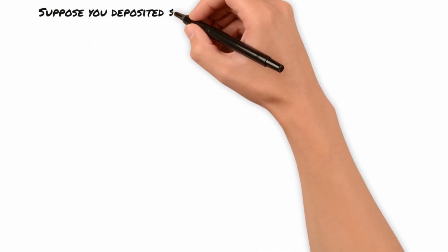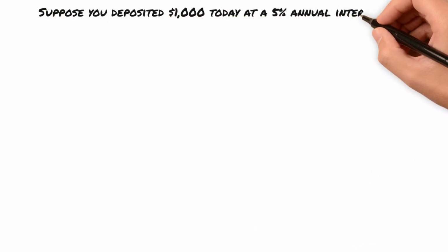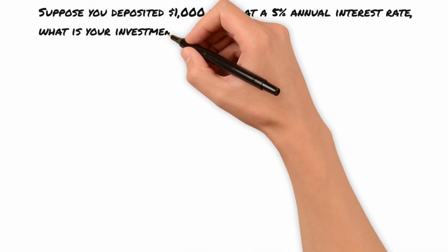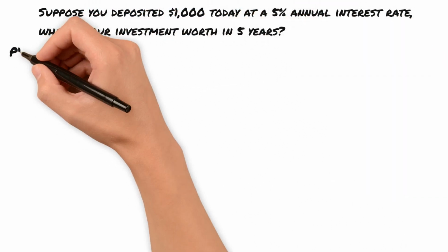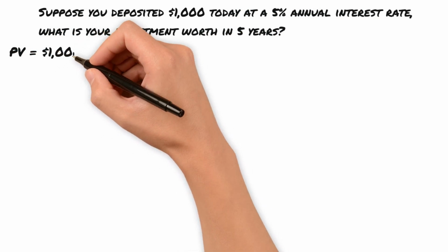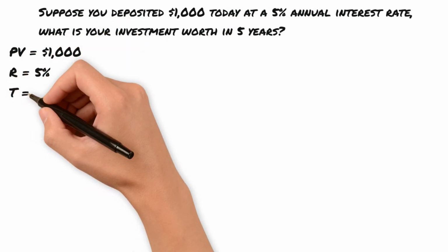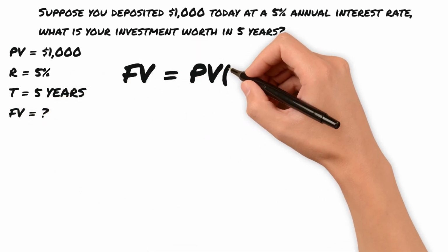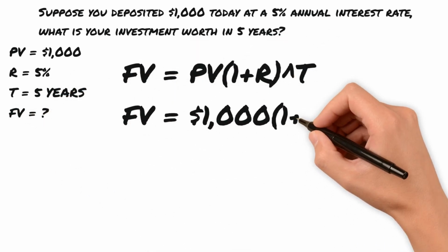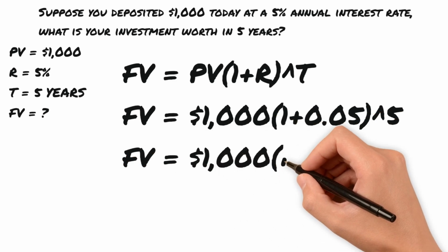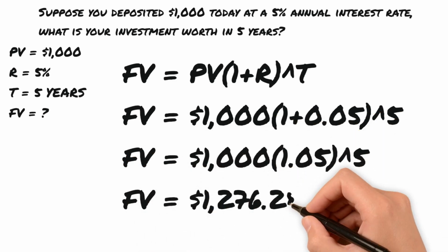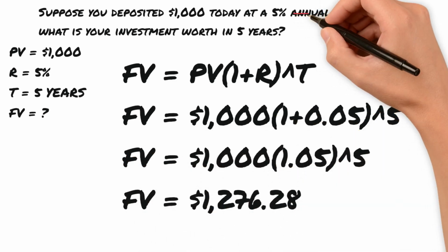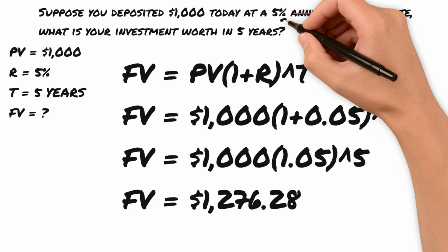Suppose you deposited $1,000 today at a 5% annual interest rate. What is your investment worth in 5 years? First, let's mark down our givens. PV is 1,000, R is 5%, and T is 5. Plug the givens into our formula, calculate and simplify, and we will be left with $1,276. What would happen if our interest rate was semi-annual?